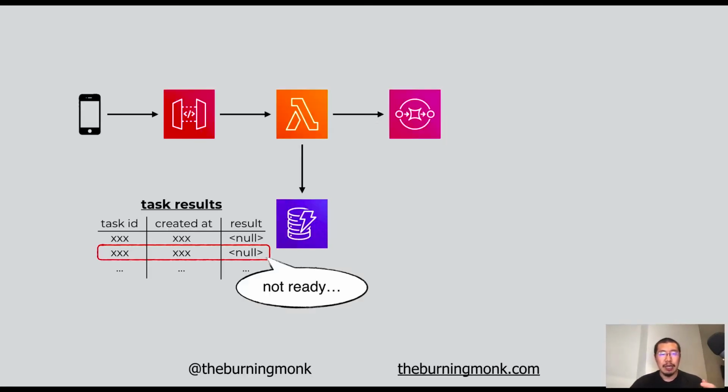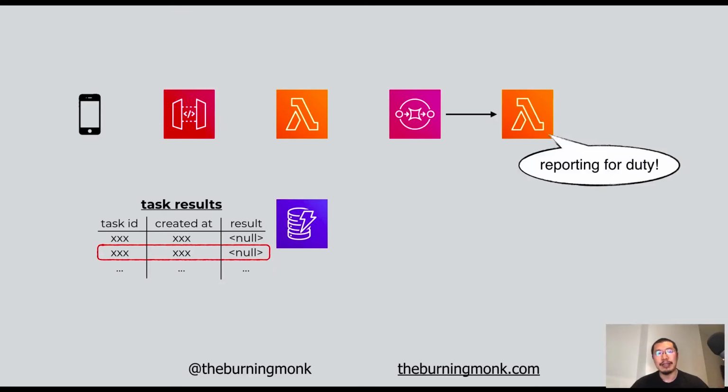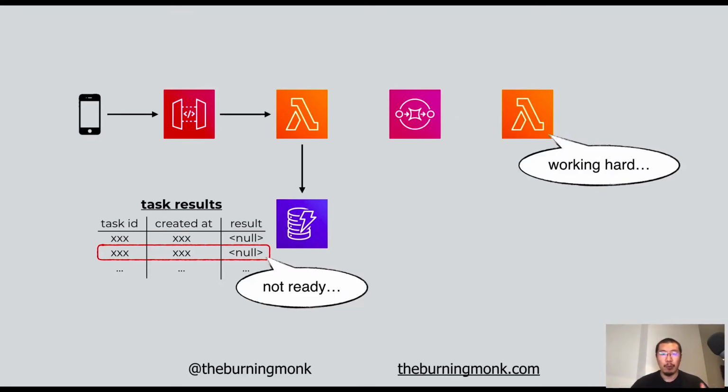And in this case, a request will come in, and our API function will queue up the task in SQS and then save a token in the DB table where result is null, as in not ready yet. It will return a 202 response with a location header, and in the meantime, the SQS function is going to pick up the task and start working on it.